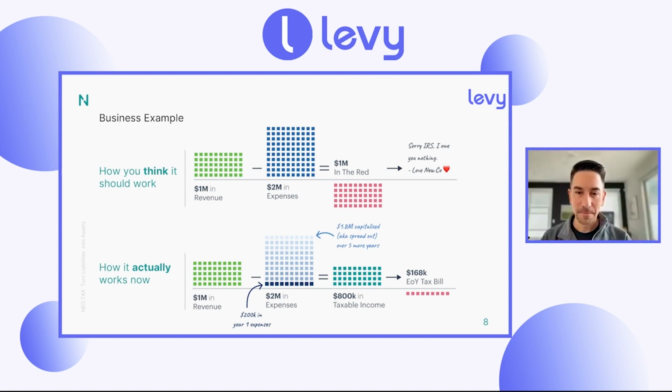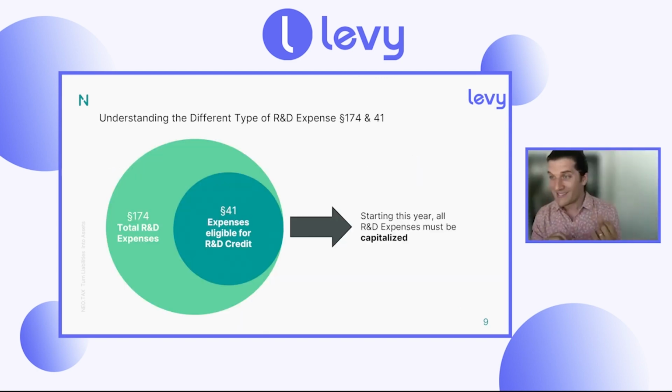Cool. Yep. Section 41, the expenses that Nicole talked about, wages, contractor expenses, supplies, cloud computing, those things fall under the section and they get you the credit. And then there's a broader section, which is Section 174, which, as you see, encompasses Section 41. This used to be a category that could just be deducted. But now you have to think about each of those expenses where you didn't really have to before.